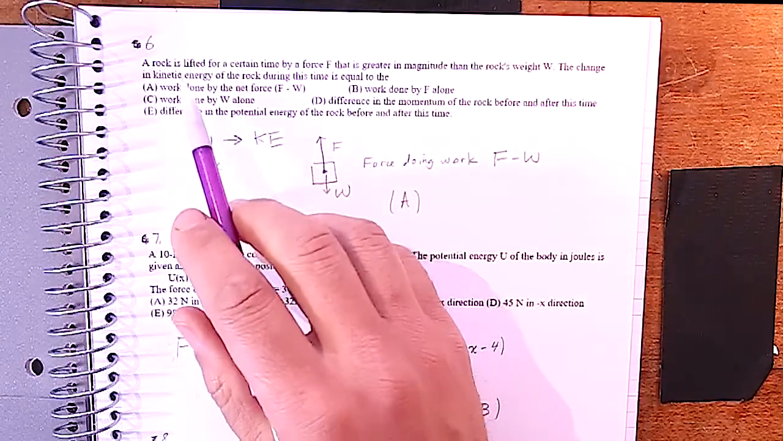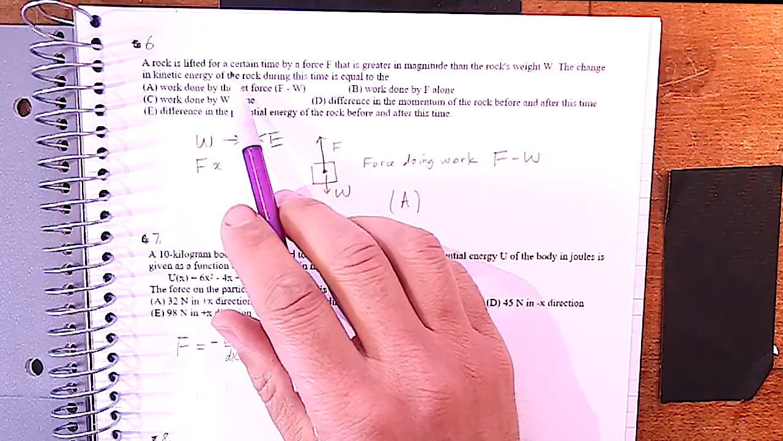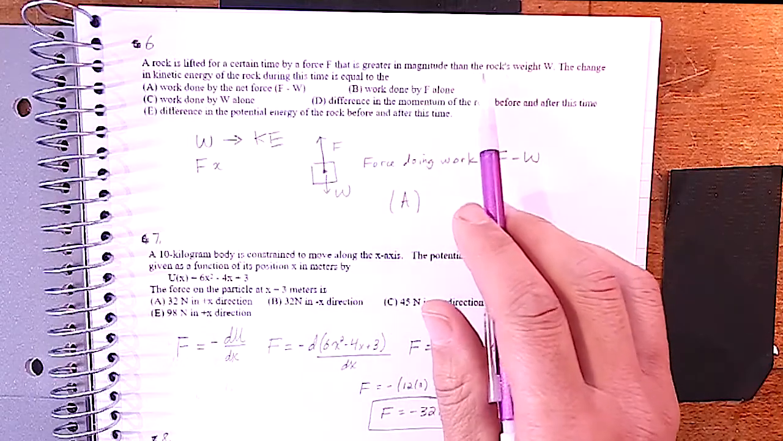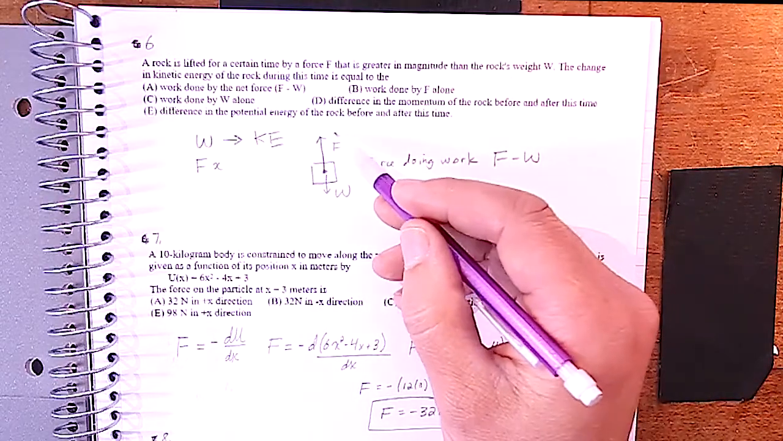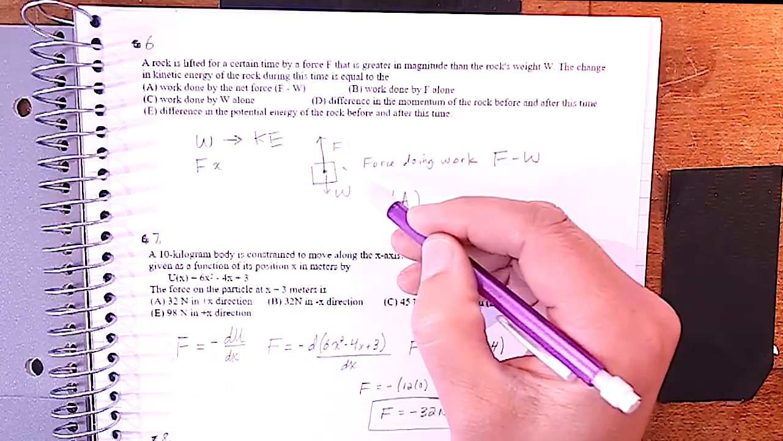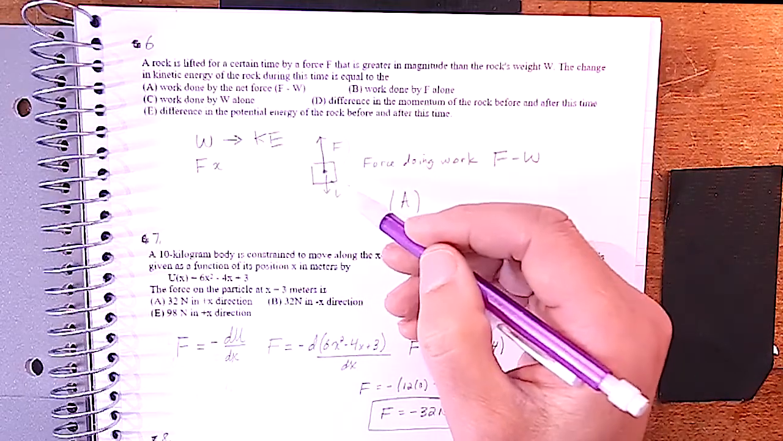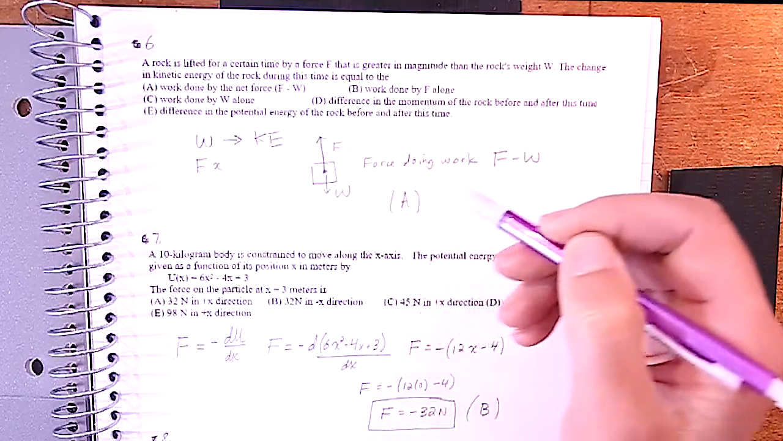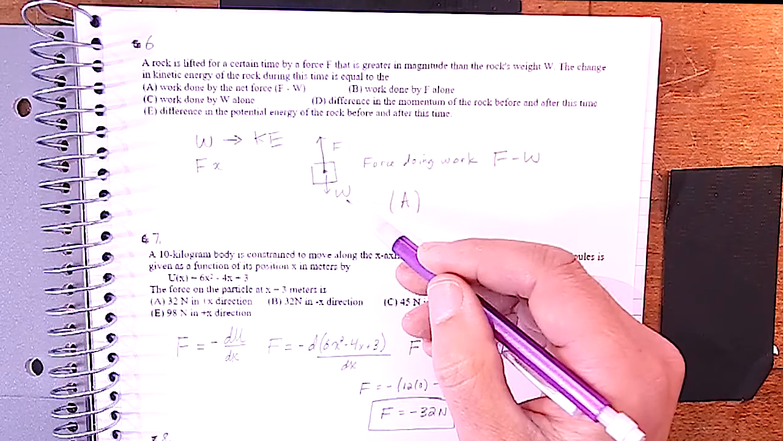Okay, for this problem we have a rock lifted for a certain time by force F that is greater in magnitude than the rock's weight. So if we look at this, we have the force in this direction that's doing the lifting, and the weight of the object, W, that we've been calling Fg, is in this direction.